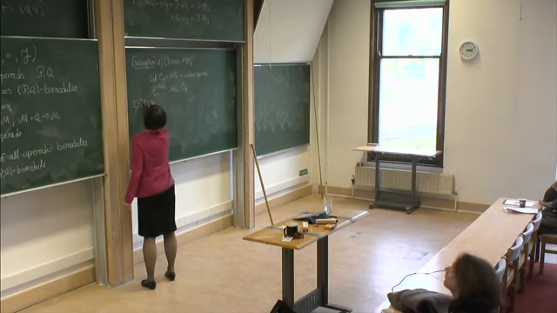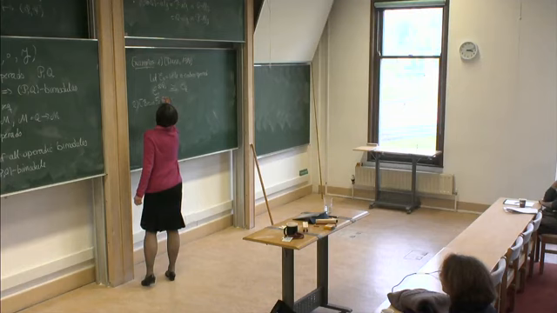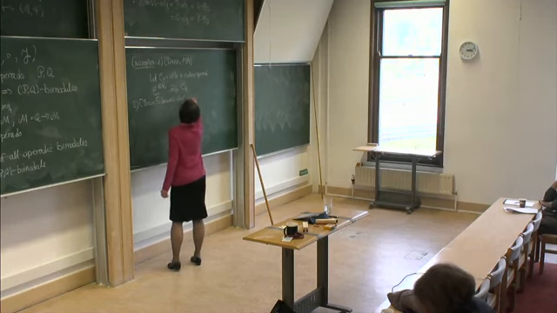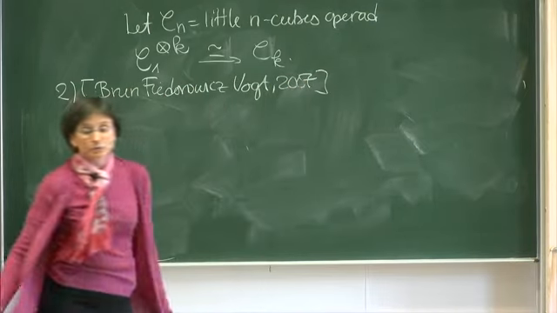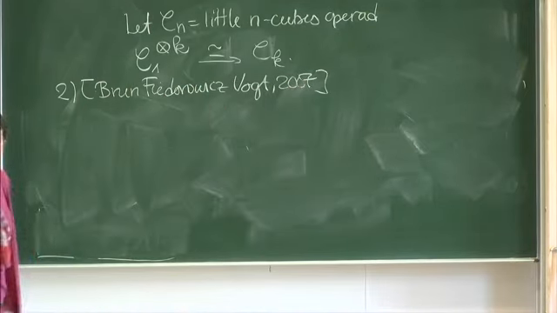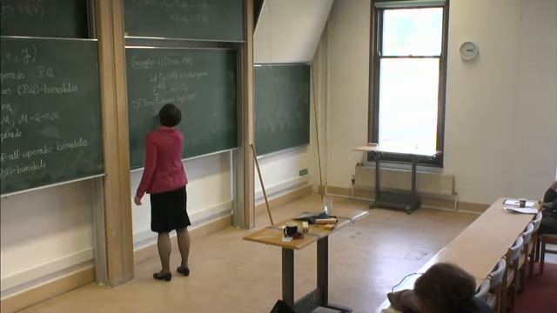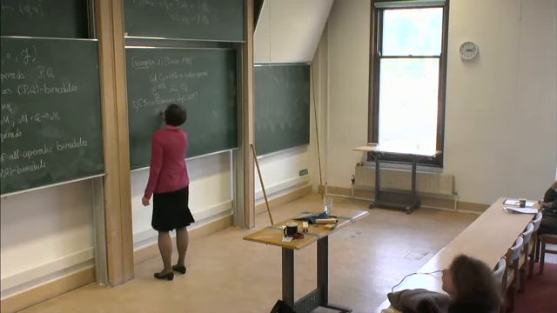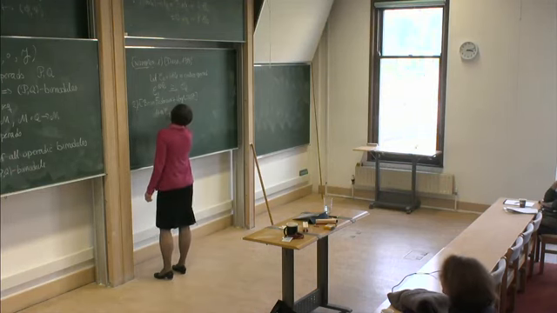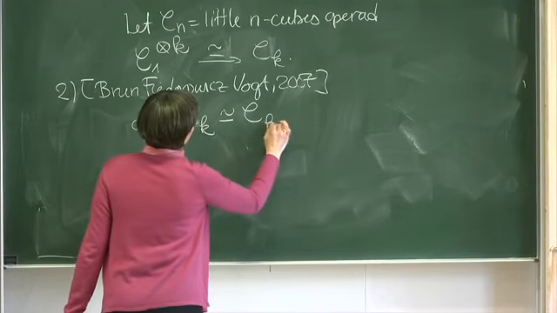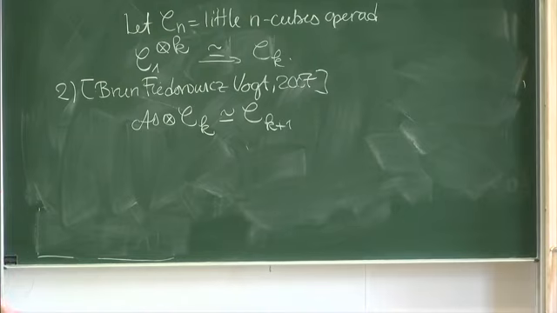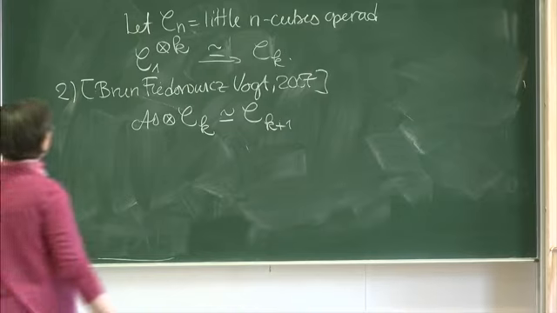And then Morten Brun, Fiedorowicz, and Vogt in 2007 proved something related, which is that if I take the associative operad and I take its Boardman-Vogt tensor product with the little k cubes operad, then that one is in fact weakly equivalent to the little k plus 1 cubes operad. And this is true for all k.